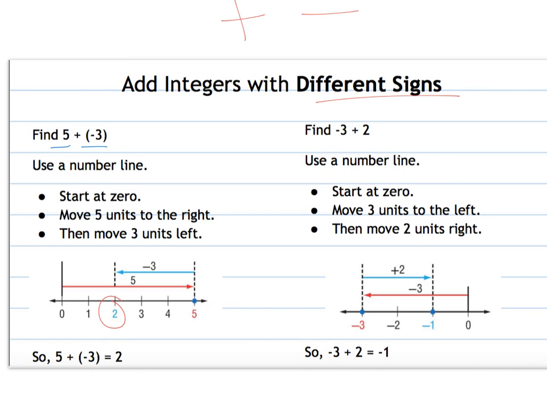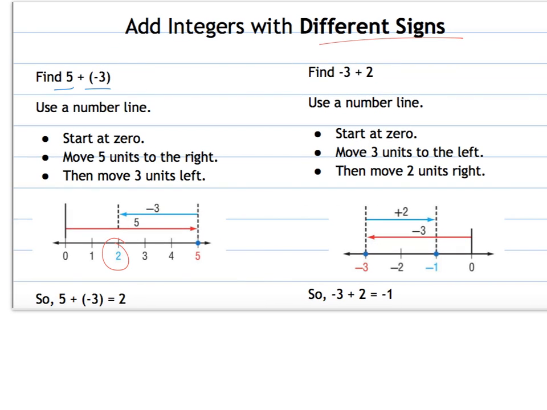So notice if you think absolute value, we see that the greatest absolute value here is 5. So since 5 had the greater absolute value, notice our answer was positive, just like our 5 was. Then you can see that it's really 5 minus 3, which is 2.